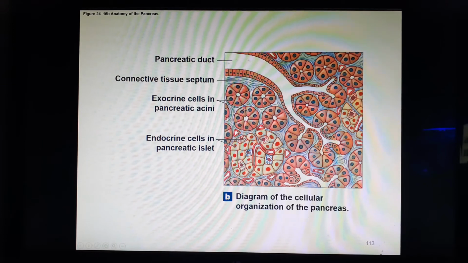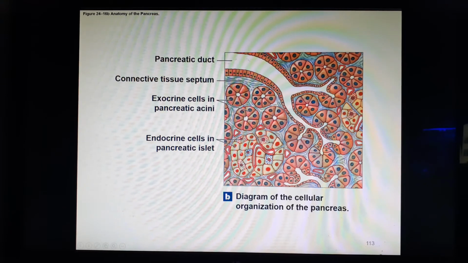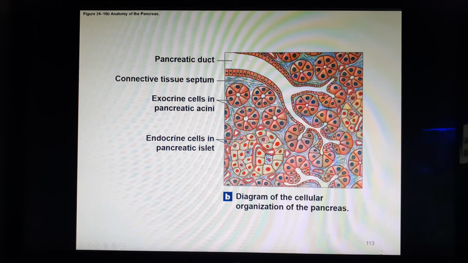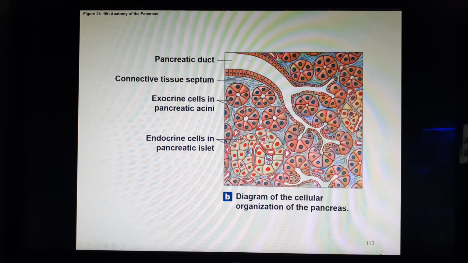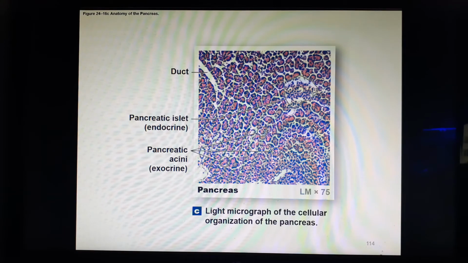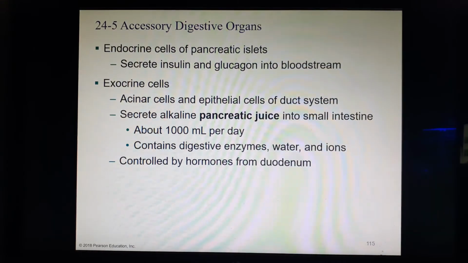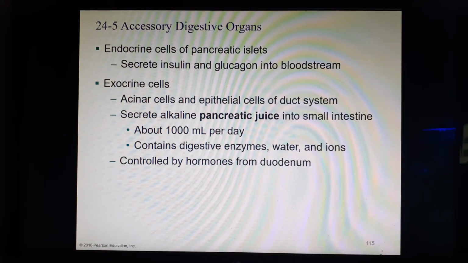And this is showing you again the pancreatic duct. This would be an islet. So we have all of our endocrine cells and then surrounded by these acini made of simple cuboidal cells. And here it is in a photomicrograph. Again, the endocrine parts will secrete insulin and glucagon. The exocrine parts are going to make several different enzymes that are going to create an alkaline pancreatic juice.